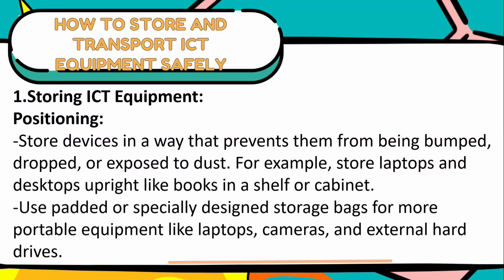Positioning. Store devices in a way that prevents them from being bumped, dropped, or exposed to dust. For example, store laptops and desktops upright like books in a shelf or cabinet. Use padded or specially designed storage boxes for more portable equipment like laptops, cameras, and external hard drives.